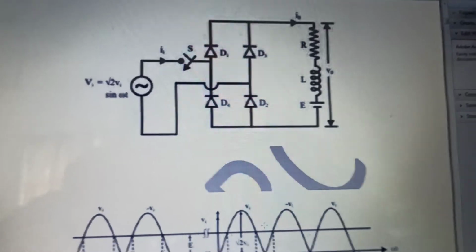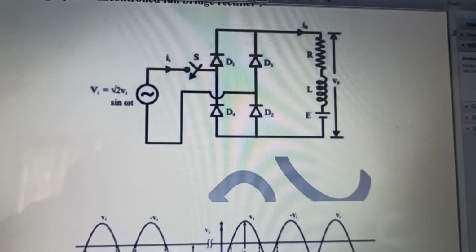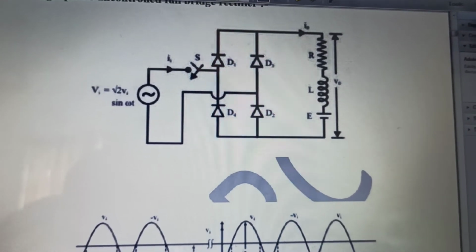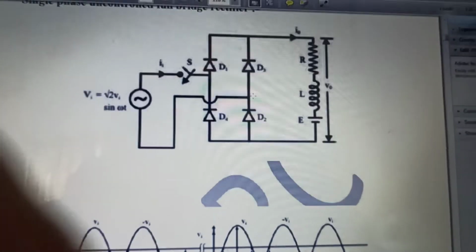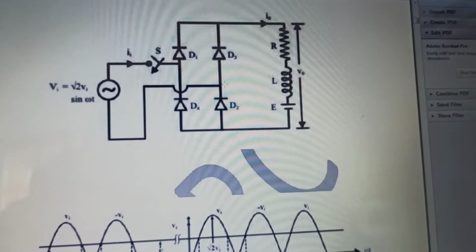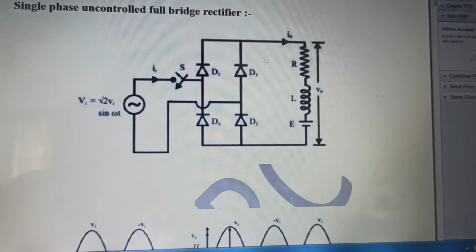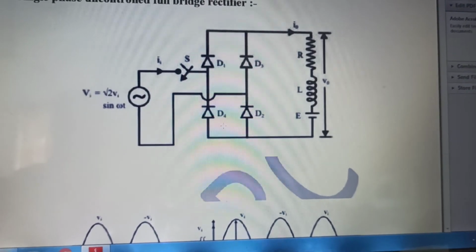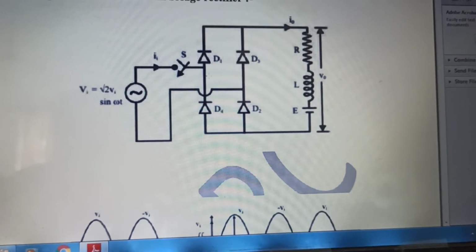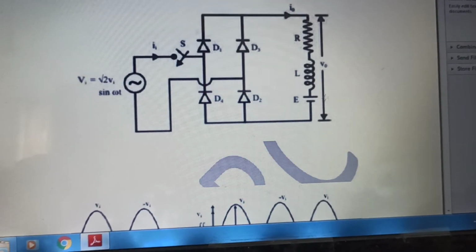Now, can we transfer power from this load side to the source side? Can anyone tell me? Yes, we can transfer power from load side to source side. First of all, the angle should be greater than 90, and this E has to be reversed.